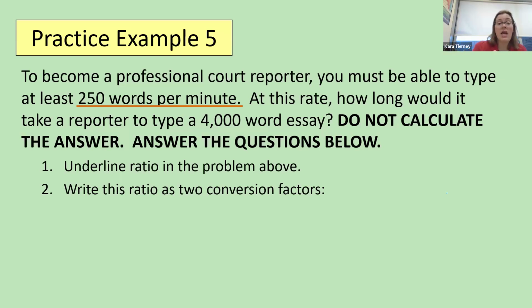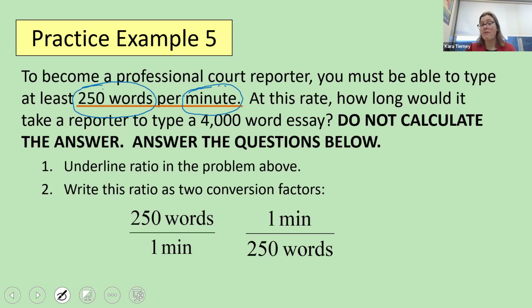How we do that, everything that comes before the per, so the 250 words, that goes on the top. Everything after the per goes on the bottom with a 1 per minute. That means per 1 minute. So my fractions are 250 words over 1 minute. And then to get my second fraction, I'm just going to flip it. 1 minute over 250 words.